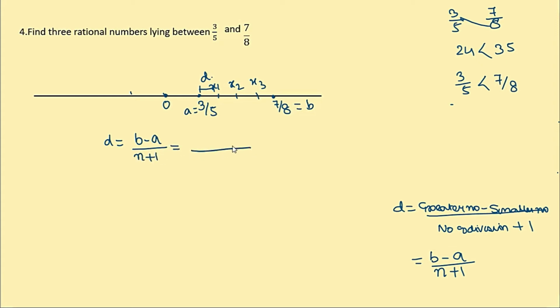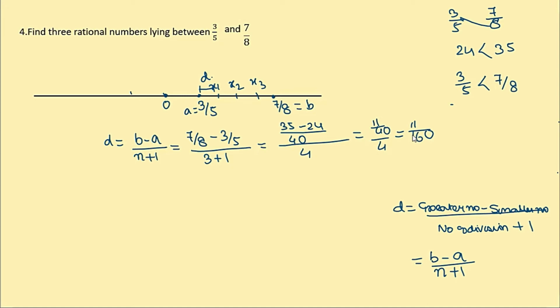So what is b? b is 7 by 8, a is 3 by 5, and number of divisions 3 plus 1. So 8 by 5, that is 40. 7 5s are 35, and 3 into 8 is 24, by 4, that is 11 by 40 by 4. So it comes as 11 by 160.